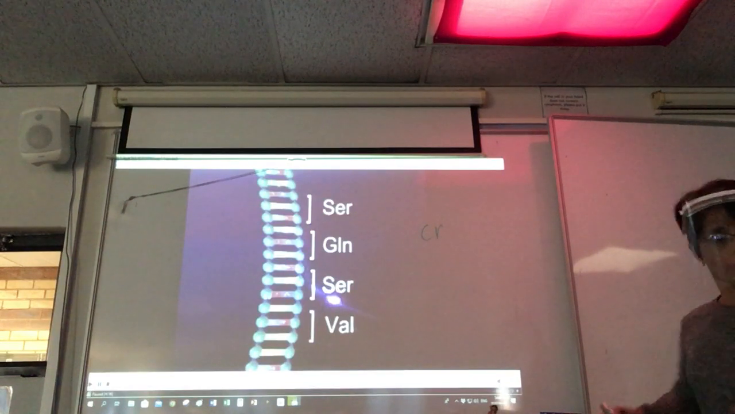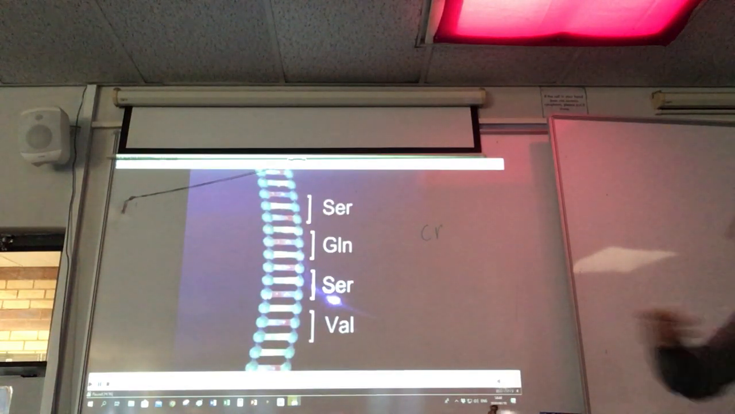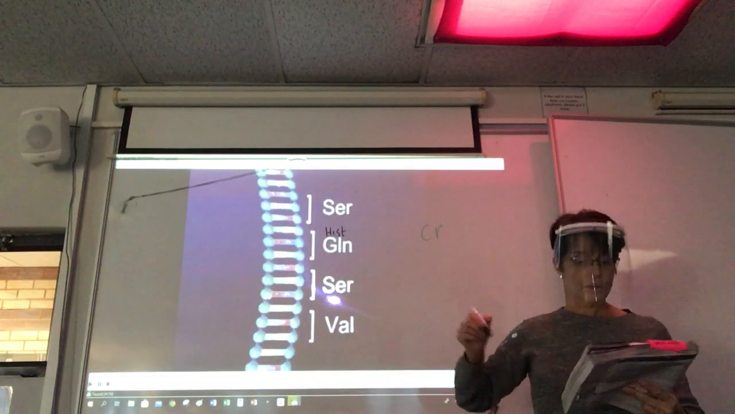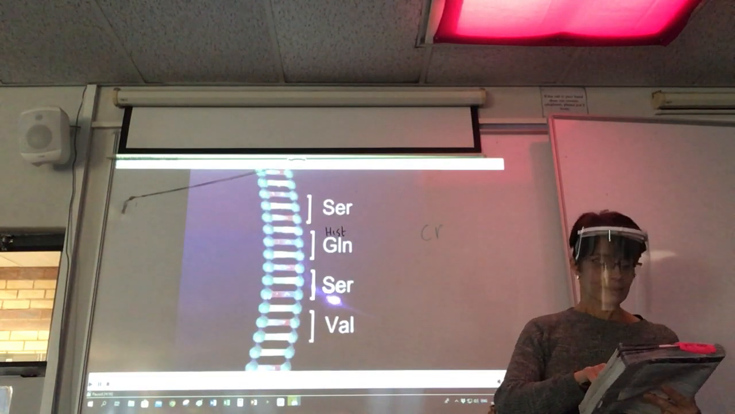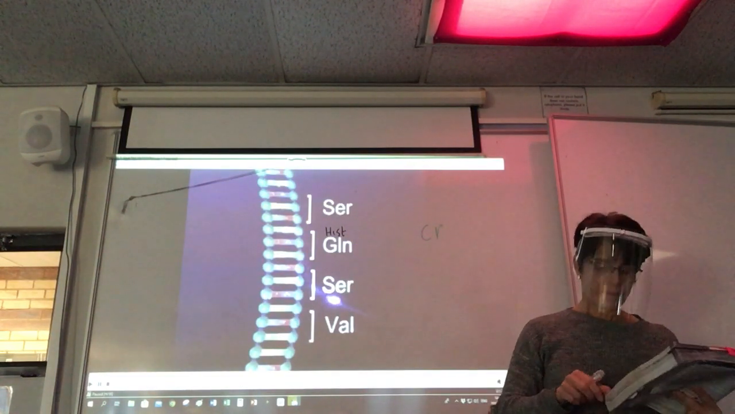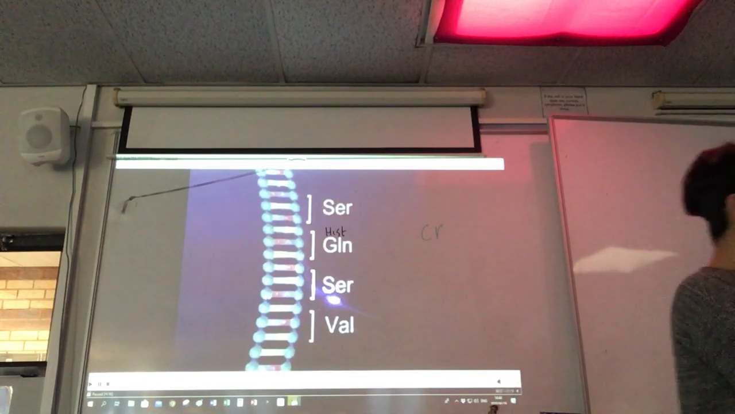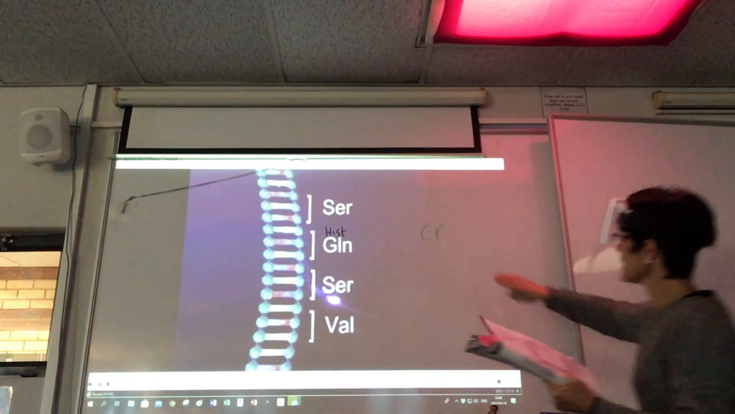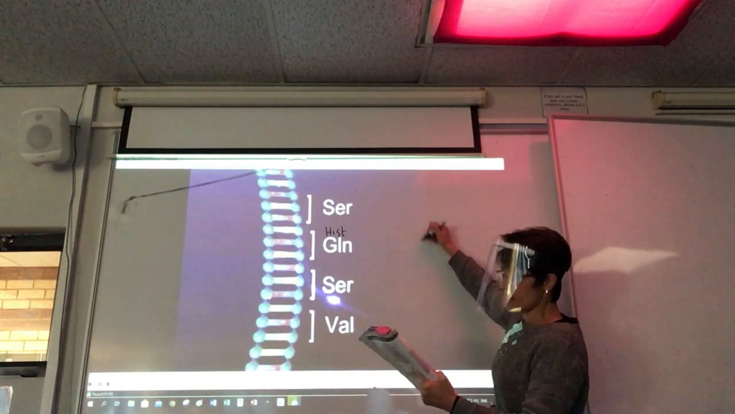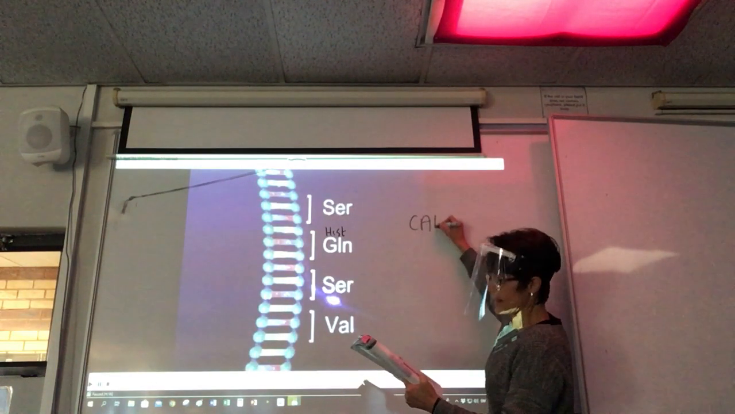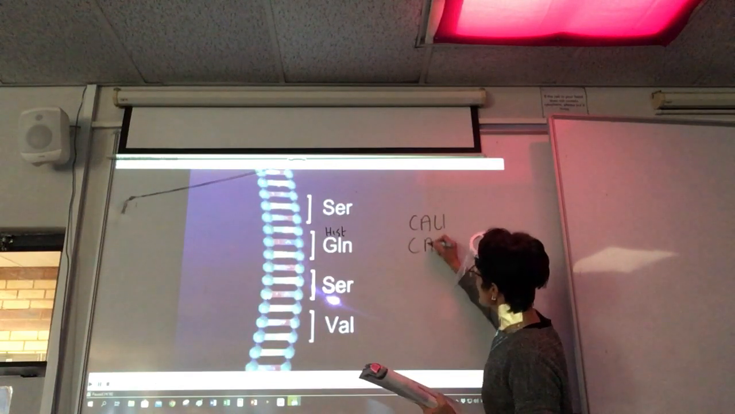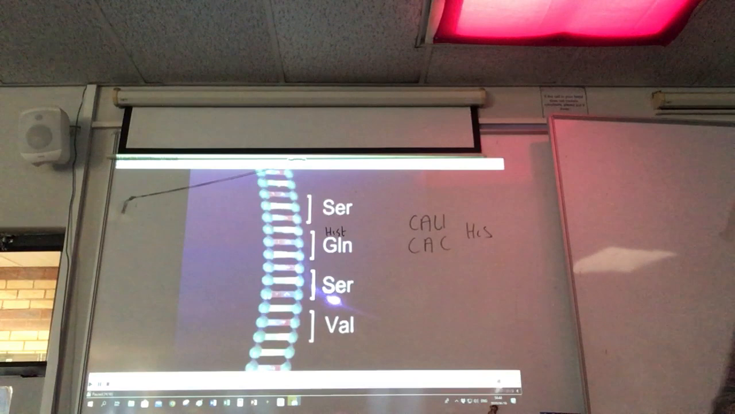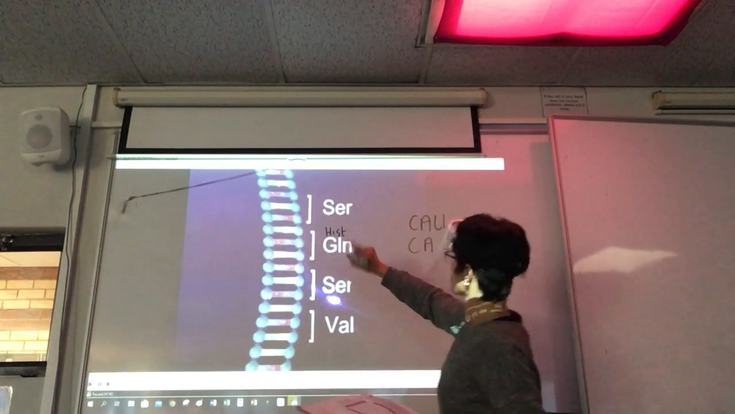So histidine, remember it was histidine here. Page 17, right? It's page 17, that table. Go and find where it says hist, H-I-S. Can you see that there are two codons that code for the amino acid histidine? Can you see that?